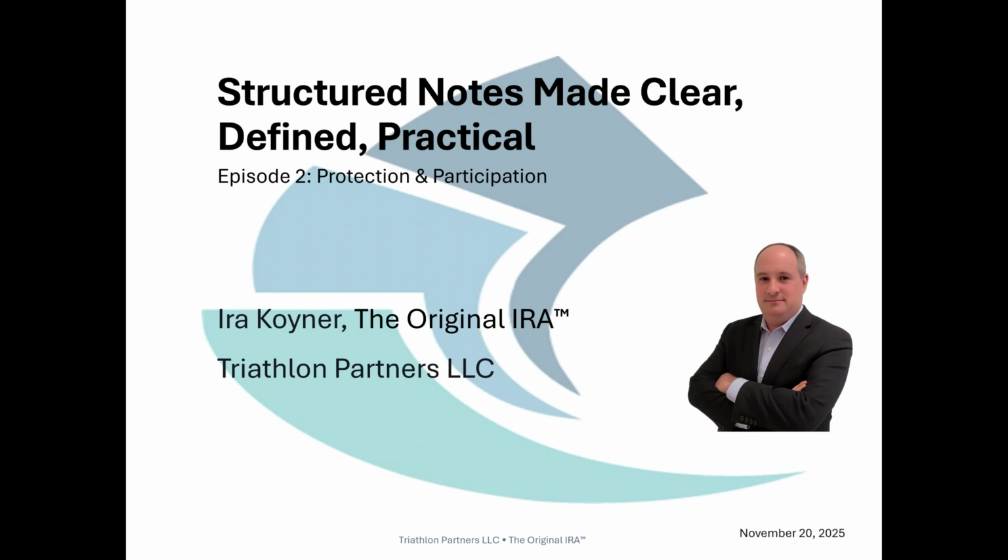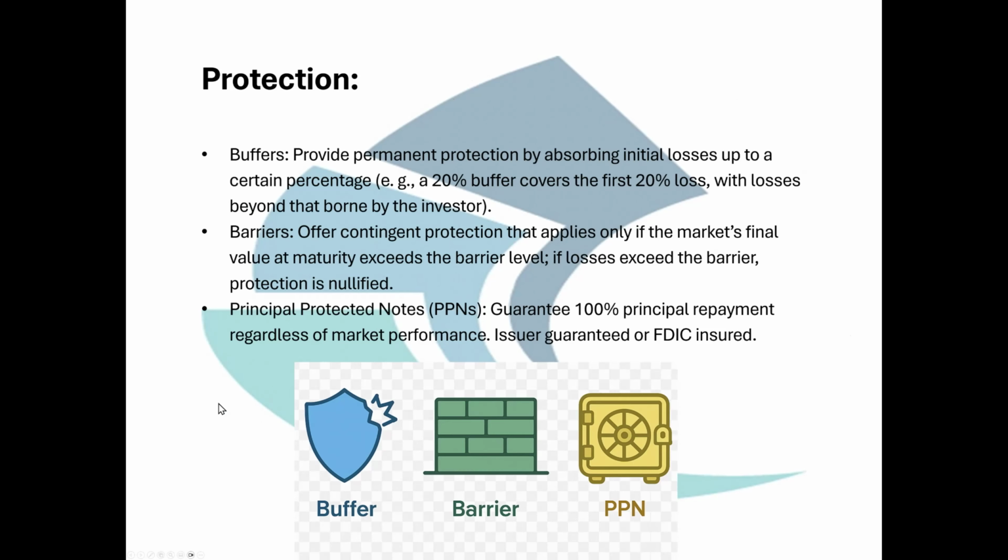We're going to talk about protection and participation. Protection, there are 3 types. There are buffers, barriers, and principal protected notes, which are 100% guaranteed, either issuer guaranteed, which is subject to the credit of the issuing bank, or FDIC insured, which is backed by the government. Now, a buffer is permanent protection by absorbing an initial loss up to a certain percentage.